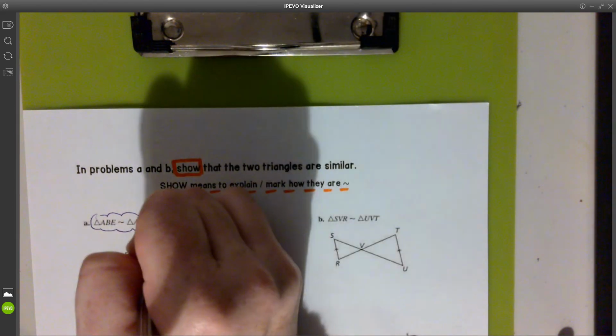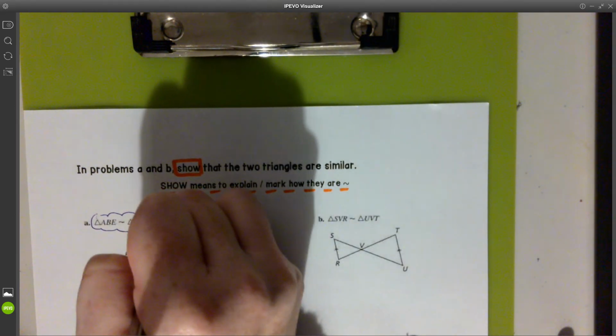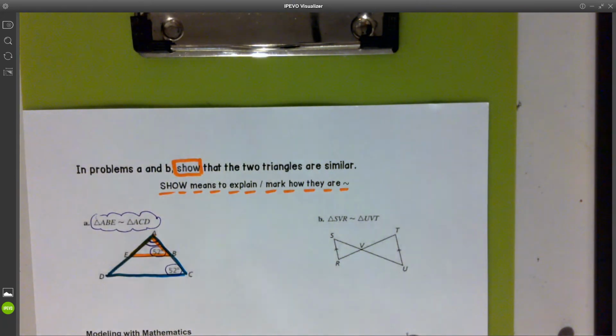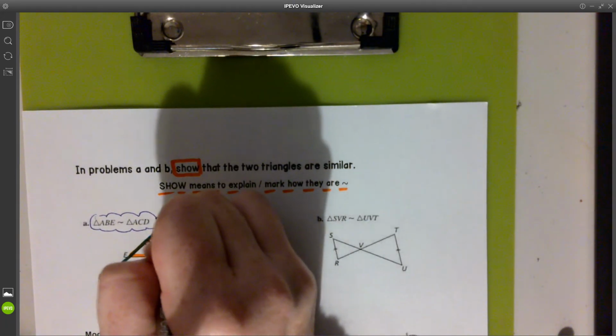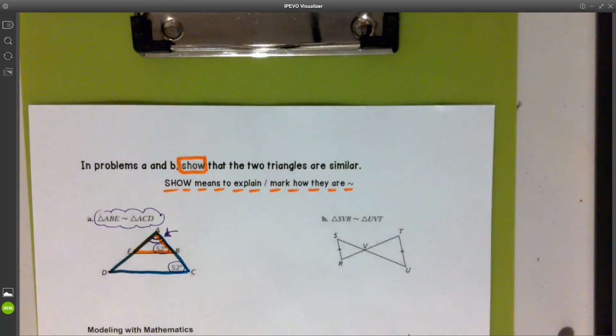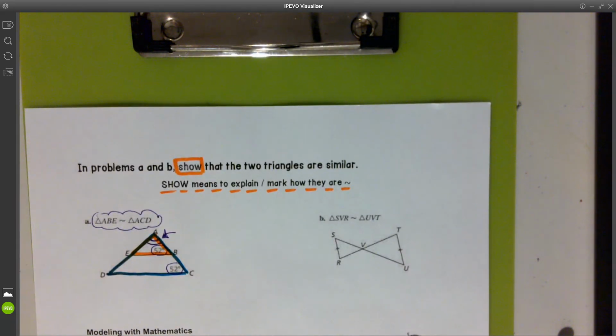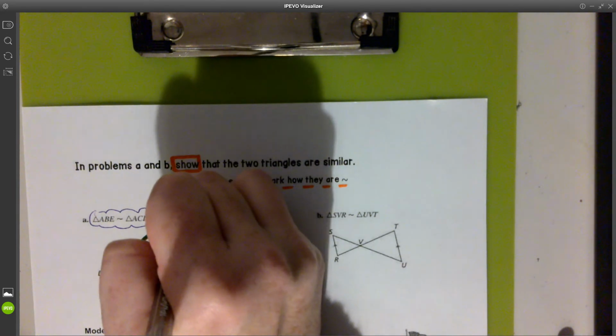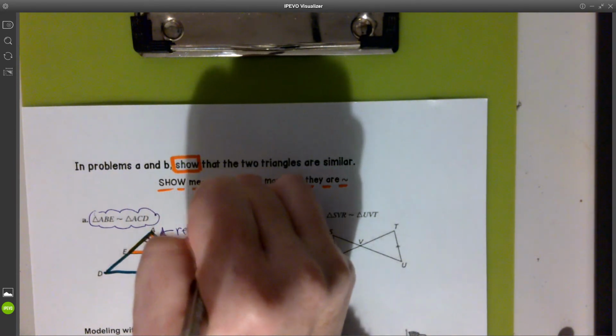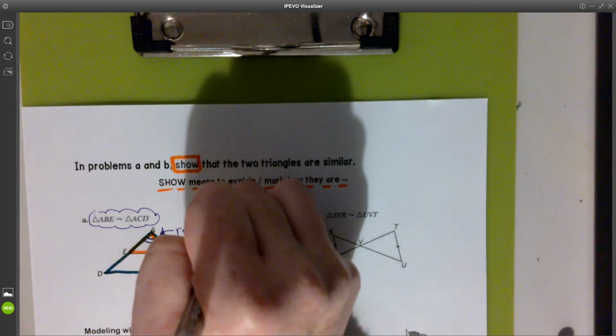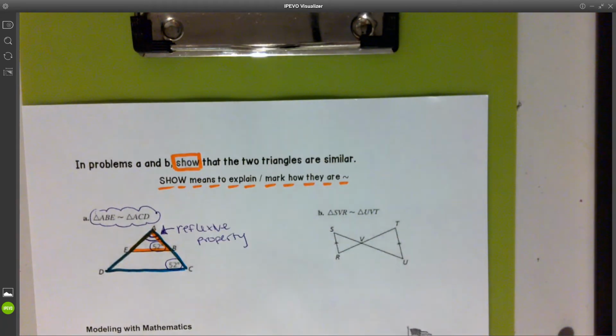All right, we can mark off angle A. I just put double markings there just for emphasis so you can see on the diagram. So we can mark it off, and we have to provide justification. What would be the justification? That would be our reflexive property. All right, so we prove that we have two pairs of congruent angles.